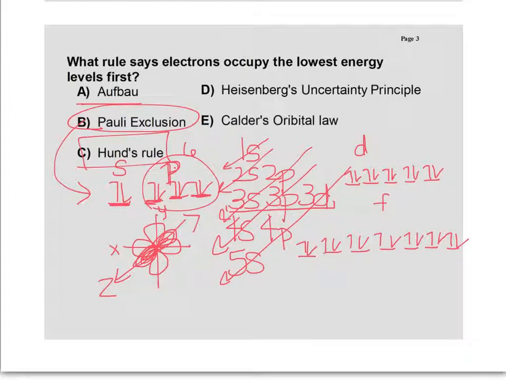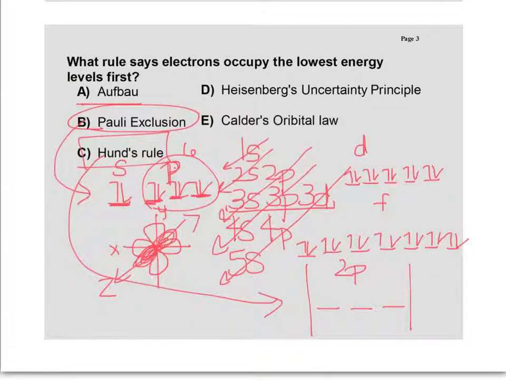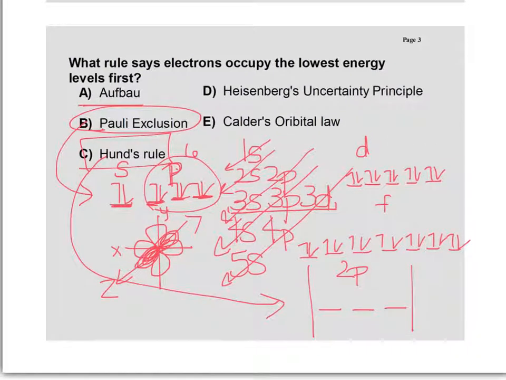And the last one is Hund's rule. Hund's rule says that when electrons are in the same apartment, for example, let's say you are filling a P apartment and there are exactly 3 electrons in 2P, you would do this: 1, 2, 3, one in each orbital. You would not see them doubled up like this, because they don't want to be next to each other.